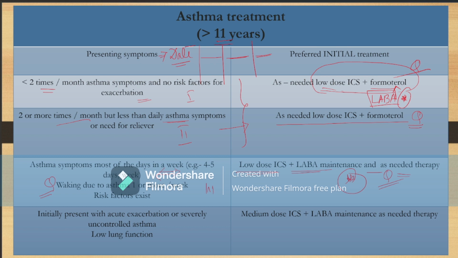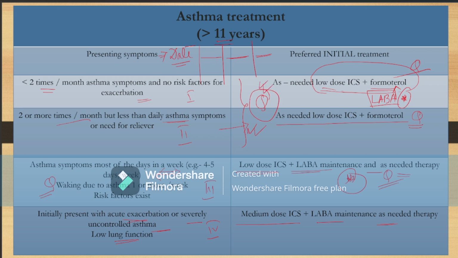This is stage 3. In stage 4 treatment, if the patient presents to you with acute exacerbation, or the child has low lung function or severely uncontrolled asthma, then we go for medium dose ICS and LABA as a maintenance and as need therapy. So this is the nutshell of treatment of asthma in a stage manner. In the first and second stage, we give low dose inhaled corticosteroid and LABA as as need therapy. This is the new change in GINA guideline.